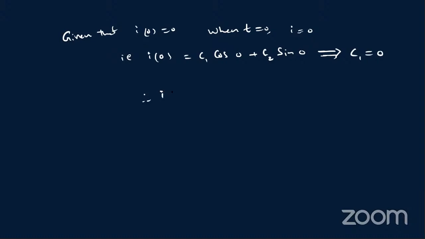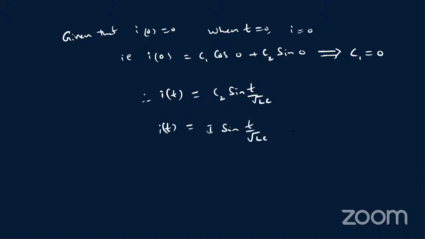Therefore, the original complement function becomes I of t equal to, since C1 is 0, that term cuts off, and C2 sin t by root LC. I of t equal to I into sin t by root LC.